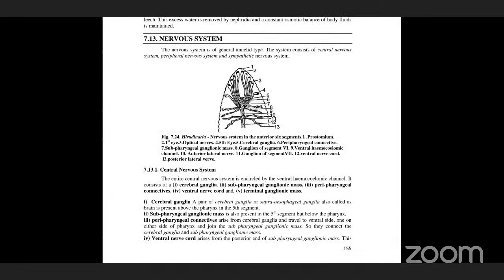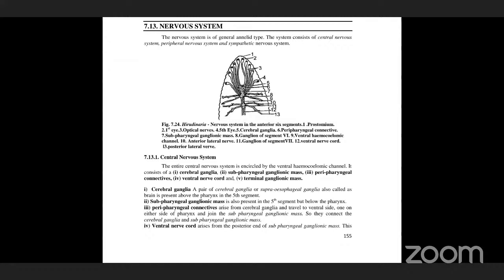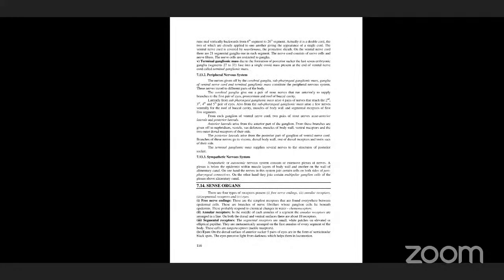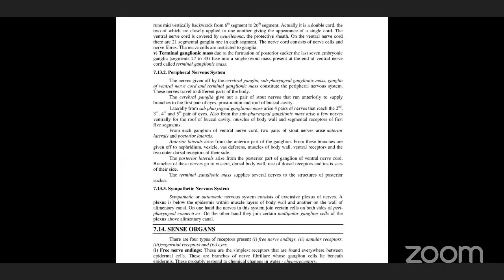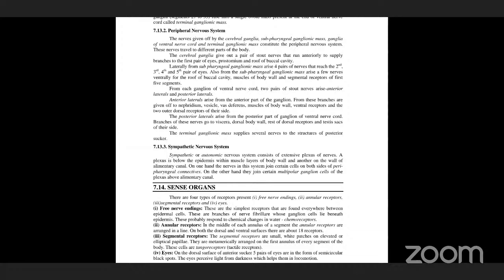So here it consists of the central nervous system, peripheral nervous system, and sympathetic nervous system. The central nervous system consists of cerebral ganglia, subpharyngeal ganglionic mass, peripharyngeal connective, ventral nerve cord, and terminal ganglionic mass. Then the peripheral nervous system is present from the second, third, fourth, fifth regions of the eyes. Here four pairs of nerves are present. Then you also have the sympathetic nervous system.